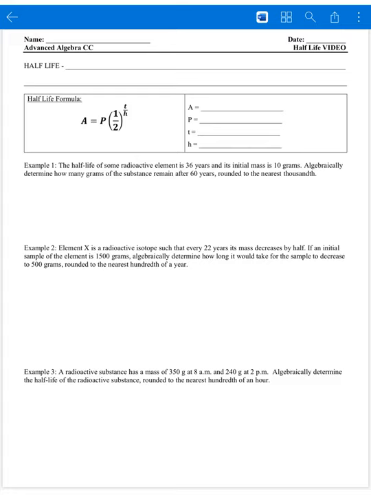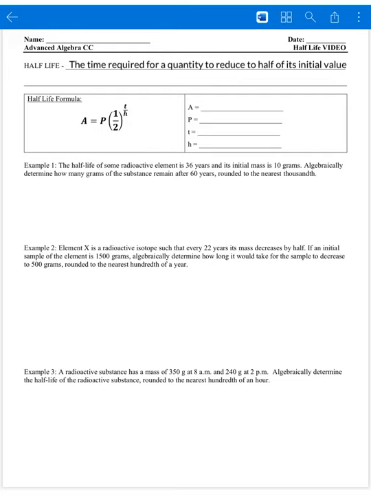Half-life is the time required for a quantity to reduce to half of its initial value. The time required for a quantity to reduce to half of its initial value.